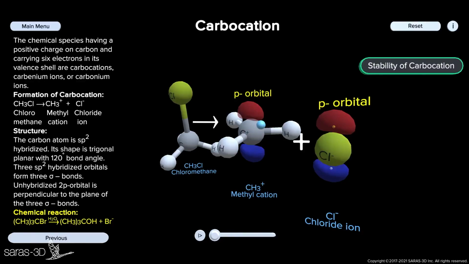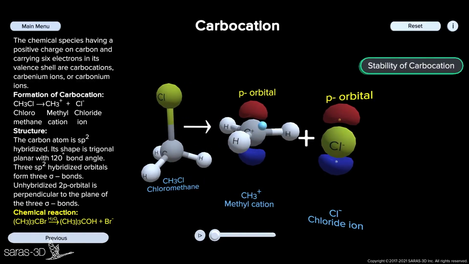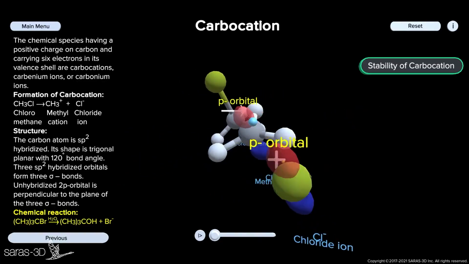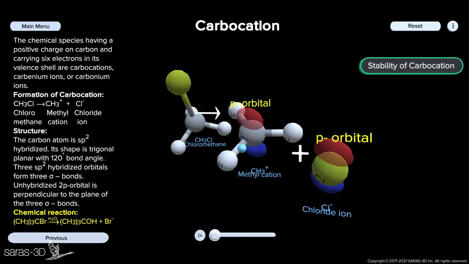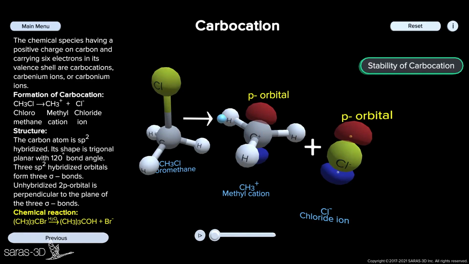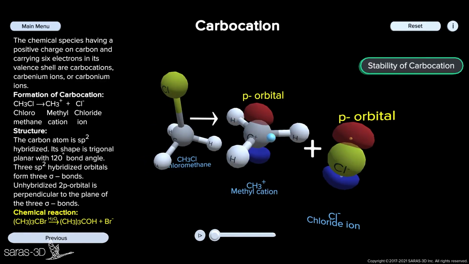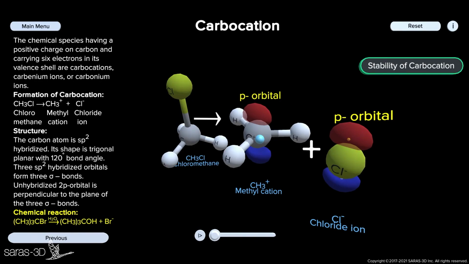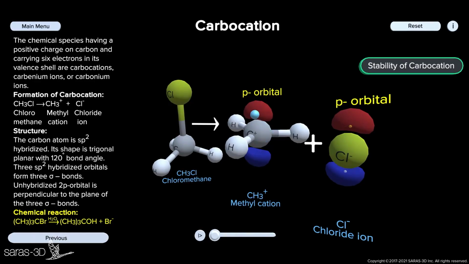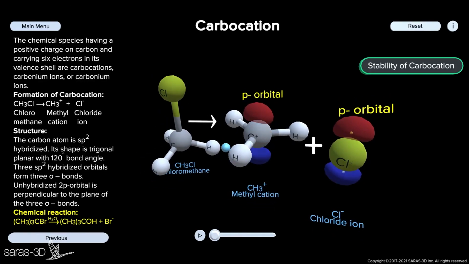Now let's talk about the structure of this carbocation. We can see here the carbon atom is sp2 hybridized. Its shape you can see is trigonal planar with a bond angle of 120 degree. Now there are 3 sp2 hybrid orbitals that are going to overlap over the 1s orbitals of each of these hydrogen atoms, leading to the formation of 3 sigma bonds. So these CH bonds that you see are the sigma bonds. Okay, and what is left behind? The carbon is left behind with an unhybridized 2p orbital, as we can see here. And this is perpendicular to the plane of the 3 sigma bonds. Okay, so this is how the structure of methyl cation looks.